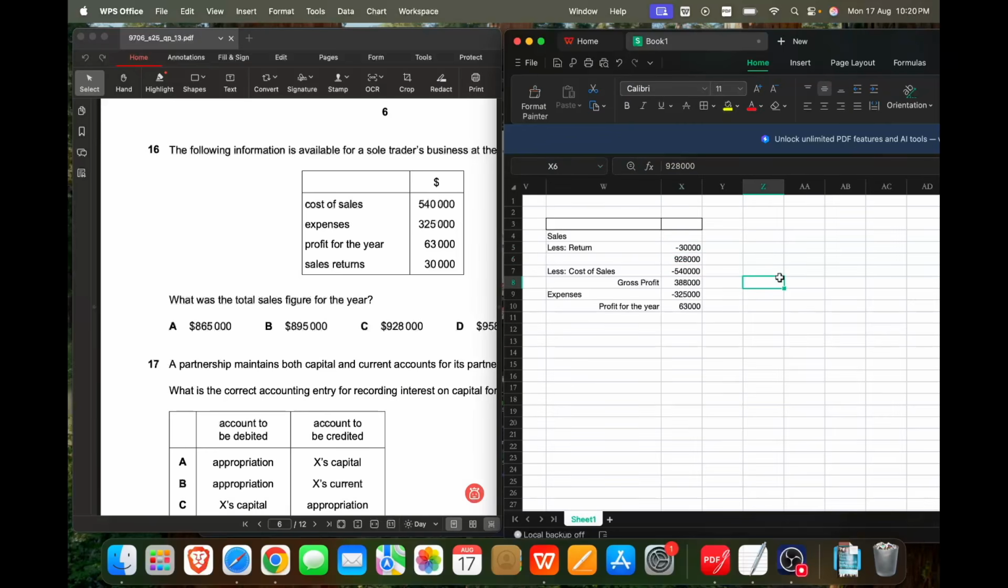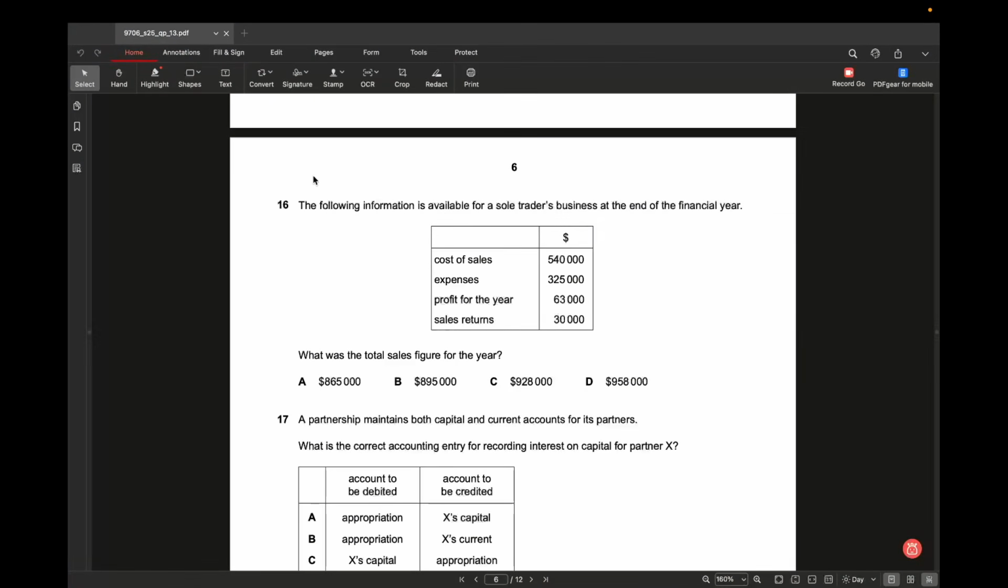my return was subtracted from the sales to find out the net sales. This is your net sales. Okay. So simply add them, and then that is 958,000. So 958,000 was the sales figure. For question number 16, 958, D. That is our correct option.